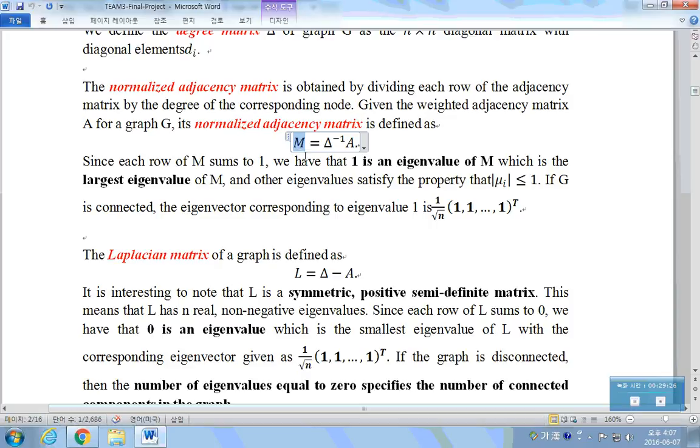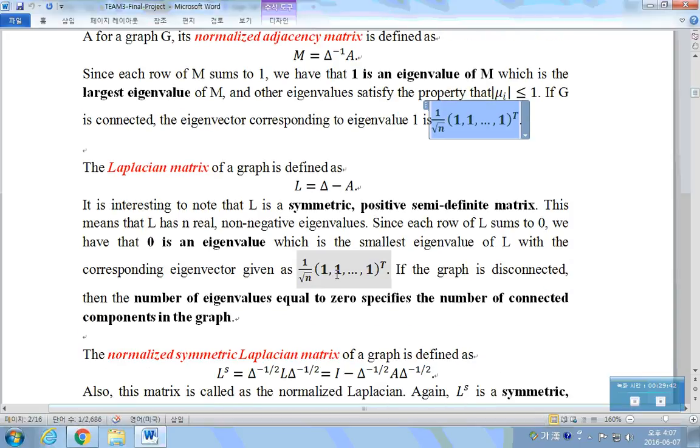First, an eigenvalue of M has a corresponding eigenvalue. For the Laplacian matrix, all eigenvalues are nonnegative, and the smallest one is 0.